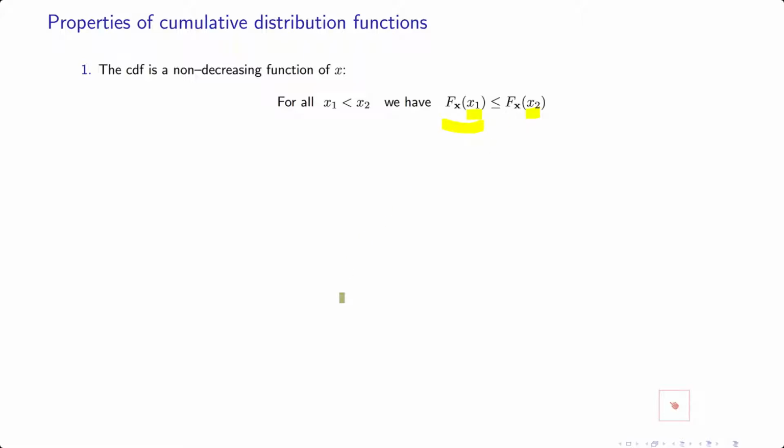So this is the first property. It is obvious because the event x is smaller than x1 is a subset of the event x is smaller than or equal to x2.